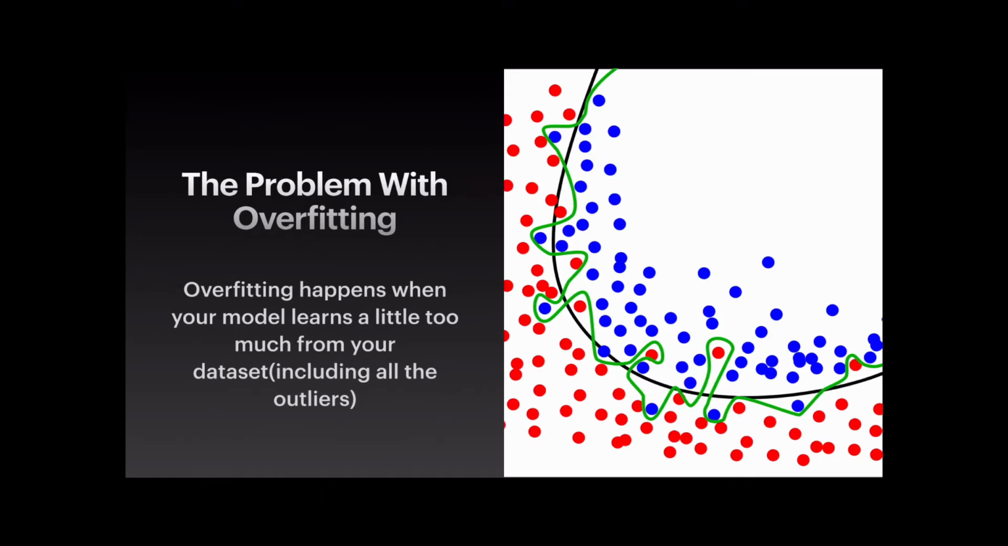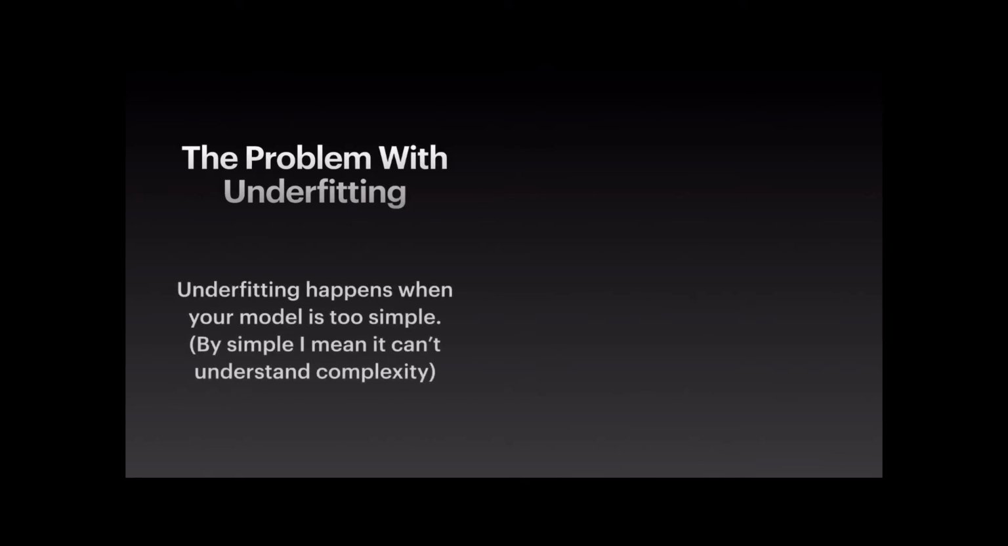So now let me talk about underfitting. So what's the problem with underfitting? Underfitting happens when your model is too simple. It can't understand your data set that much. This is a very bad thing. Underfitting is like the exact opposite of overfitting, but in a bad way, right?